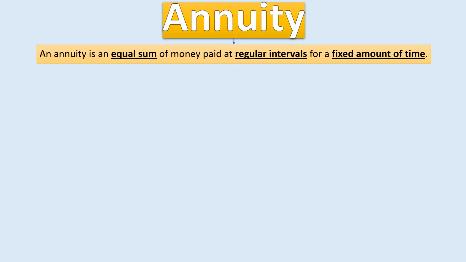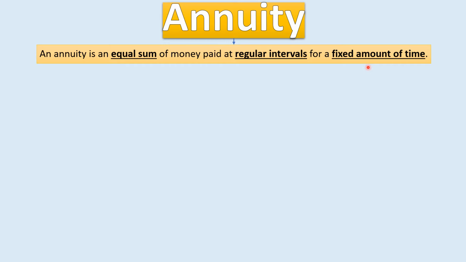It can be something like a mortgage or a car loan, along those lines. In a mortgage, you're making an equal sum of payment every month or bi-weekly for 30 or 25 years. Similarly, in a car loan, you're also making an equal sum of payment bi-weekly, weekly, or monthly for 5 or 7 years. So annuities are an equal sum of money paid or received at regular intervals for a fixed amount of time.